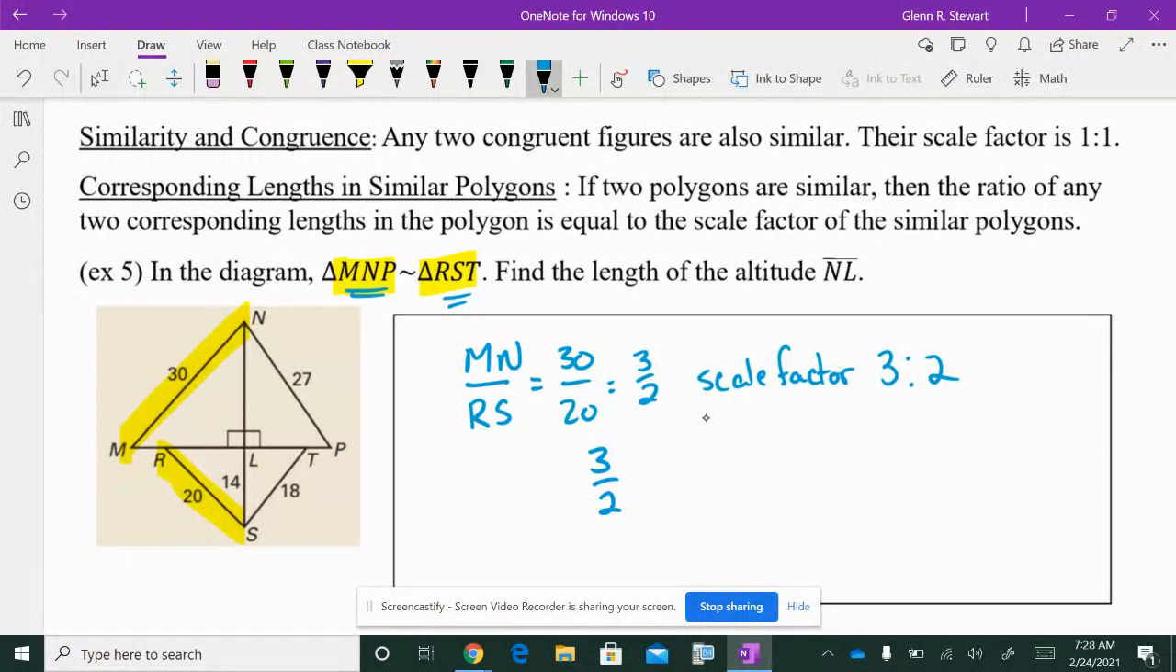So now that I know that my scale factor is 3 to 2, I'm going to say that 3 over 2 is equal to what I'm trying to find. So I'm trying to find the length of NL. It's in my first triangle. And then I'm also trying to find the length of what it's compared to. So in this case, it's compared to 14. So now I'll have 2NL is equal to 3 times 14, which is 42. So NL is going to equal 21.